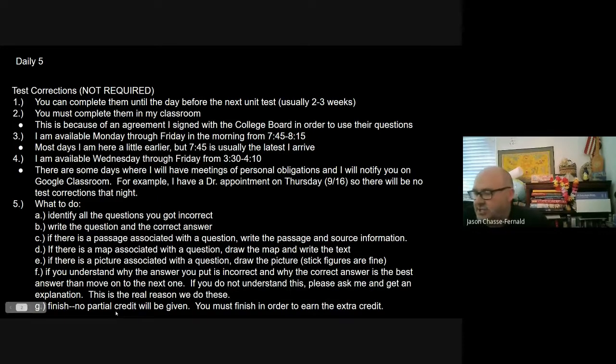You also have to finish, right? I don't give partial credit for test corrections. In order for you to get the points, you need to actually finish it. Otherwise, I'm assuming you're just coming in to see what you missed and maybe work with a couple of them to get a better understanding of it for your benefit as a student. But if you want the extra credit, you've got to actually finish.